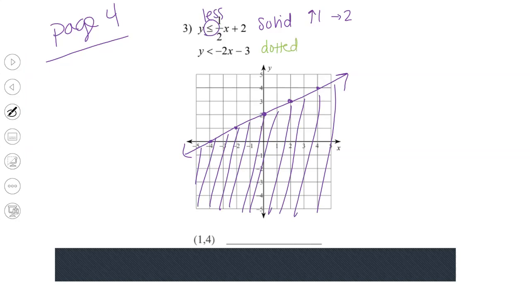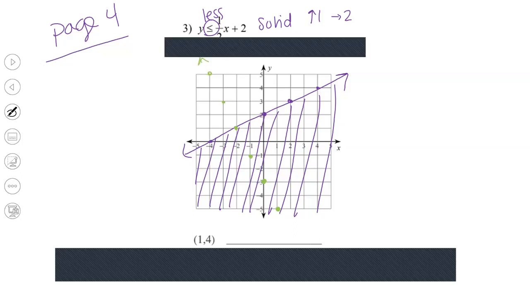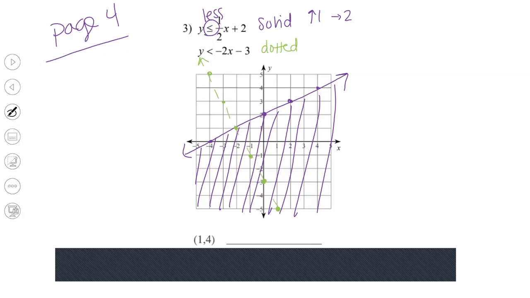I'm going to start at negative 3. I'm going to go down 2 and right 1. And if I can't do that, then I go opposite. Up 2, left 1. Up 2, left 1. Okay? And now this is a dotted line. If y is less than, am I shading above or below? I'm going to shade below. So I'm going to shade everywhere below this line.